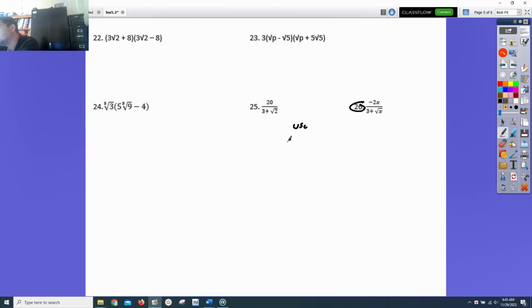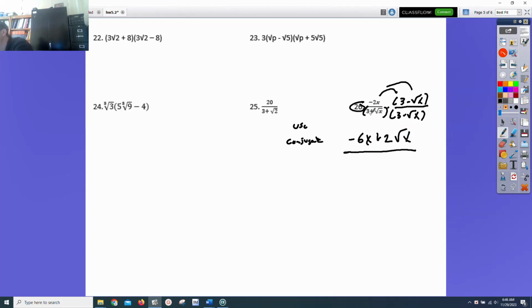26 again is use conjugate. The conjugate of 3 plus root x is going to be 3 minus root x. That's what it's going to be. We'll distribute up top. Negative 6x plus 2 root x. Down low, since it's a conjugate, we do first and we do last. 3 times 3 is 9. Root x times root x is going to be x, but positive times negative is negative. And that's it.